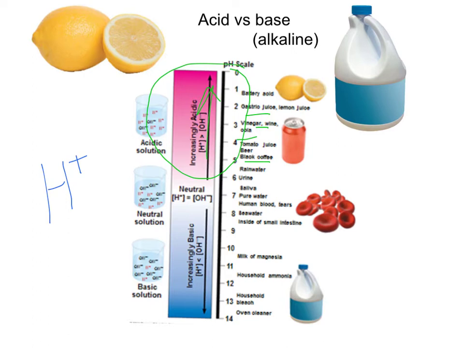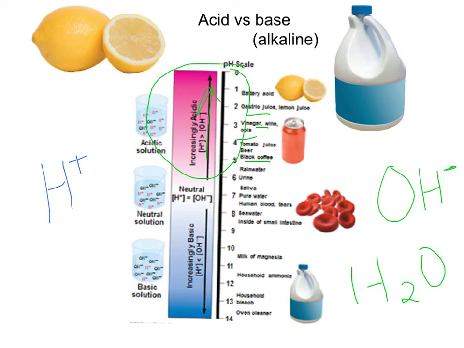A base, or something that is alkaline, is anything that will pick up your hydrogen ions. So it will decrease your hydrogen ion concentration. A lot of times it will release OH ions, and so those have a negative charge. So those would be attracted to the hydrogen ions, and it would pick them up and form water, which would therefore decrease your hydrogen ion concentration because it picked up the free hydrogens that were in the solution.